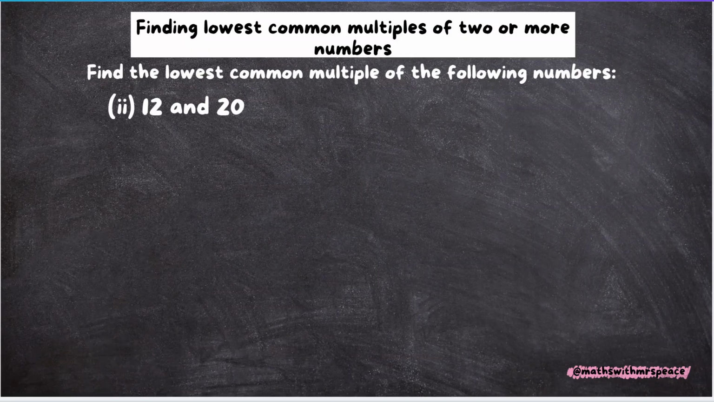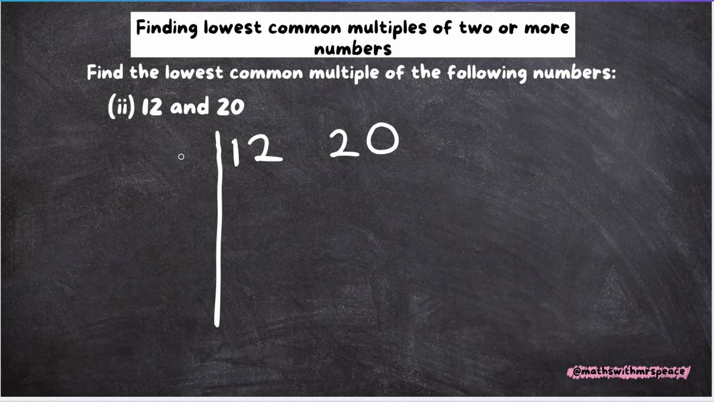Let's go ahead and look at another example. We have 12 and 20, and we're going to find the LCM using the factor method as well. So just as we did in the first example, I'm going to go ahead and write 12 and 20. And because they are both even numbers, I'll start with 2.